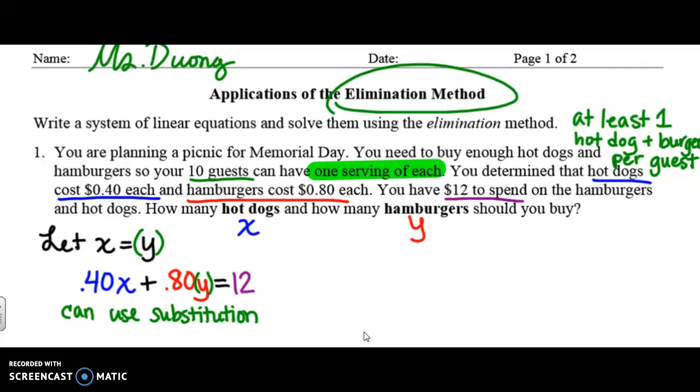So in order to use the elimination method, we have to make sure the equations look similar. And right now, one equation has x and y on opposite sides of the equal sign, and the second equation has x and y on the same side of the equal sign. So I'm going to rewrite the first equation so that x and y are on the same side.